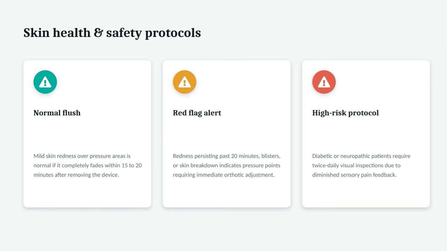Additionally, for high-risk patients like those with diabetes or neuropathy, we follow a more stringent protocol. These patients should have twice-daily visual inspections because they often have reduced sensory feedback and may not feel pain from developing skin issues. This vigilance is key to ensuring their skin stays healthy and safe.